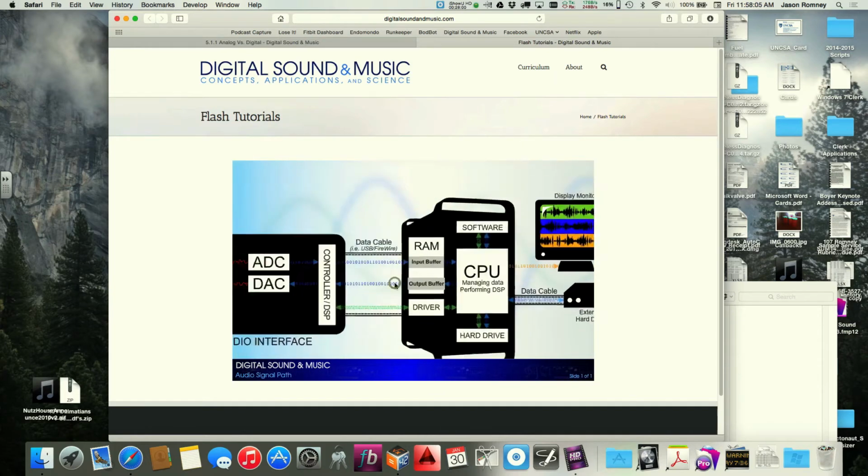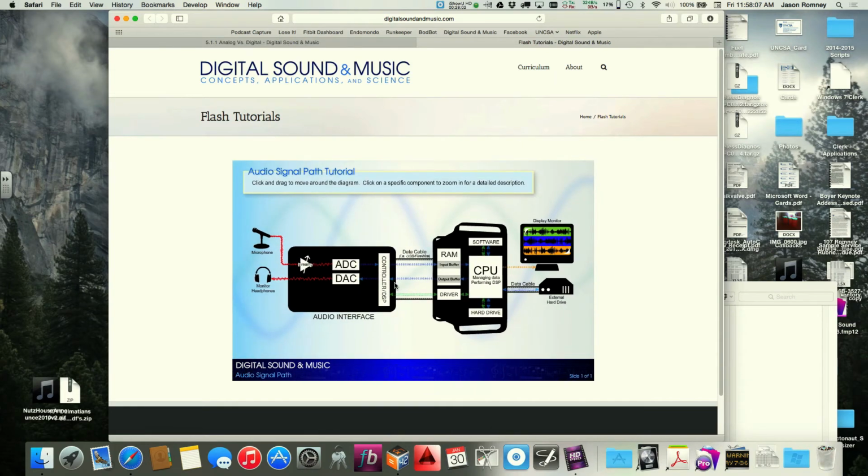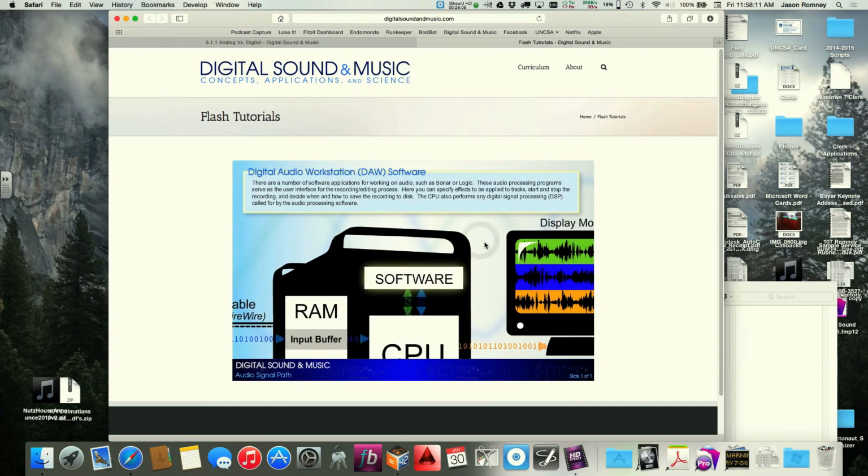So, all right. The CPU is talking to the input buffer. It's also talking to whatever software you're running to find out what it's supposed to do with this data. And the software would be like Logic or whatever, QLab, whatever you're using.